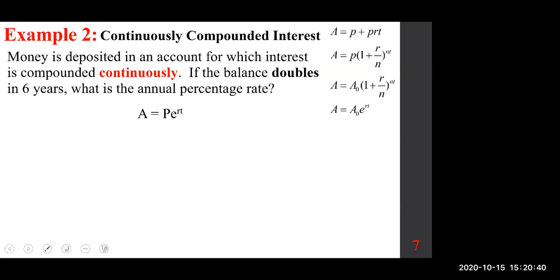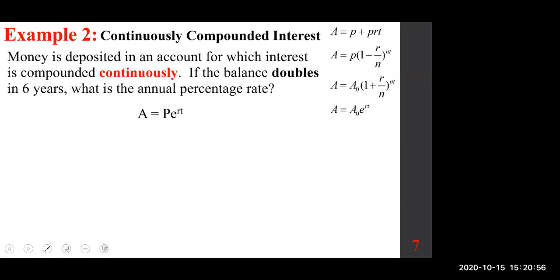Okay. Money is deposited in an account for which interest is compounded continuously. If the balance doubles in 6 years, what is the annual percentage rate? So first and foremost, let's refresh everybody's memory about the idea of interest.